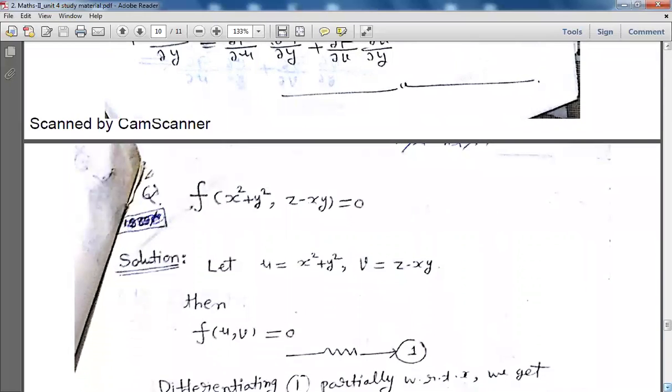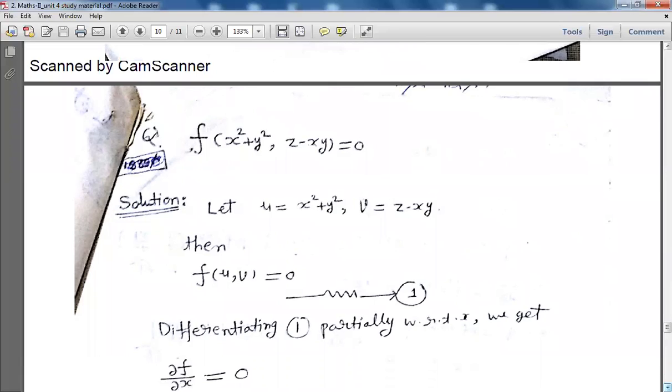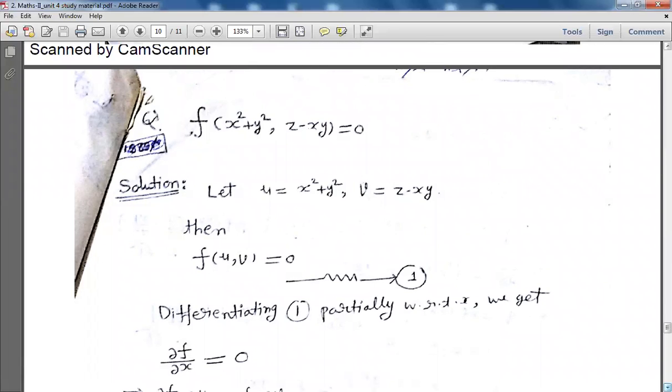The first problem is to find the partial differential equation of f(x² + y², z − xy) = 0. This relation involves an arbitrary function, but this arbitrary function also involves some complicated variables. So we shall replace the relations by new variables. Suppose u = x² + y² and v = z − xy.